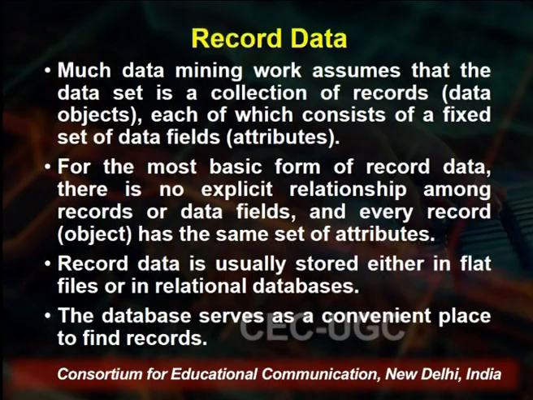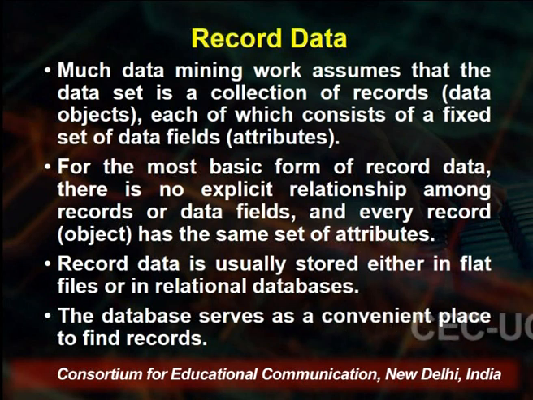So now we know about the three properties with which we can understand the different types of data sets, and we had seen that there are three types of data sets: the record data, the graph data and the ordered data. Record data is basically a collection of records. Each object in the data set is a record, and each record consists of a fixed number of fields.